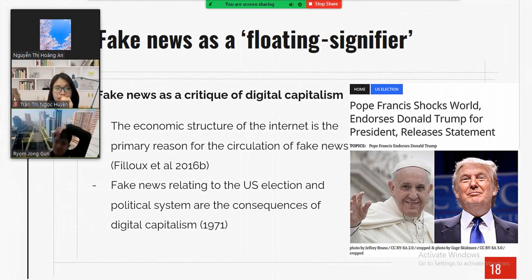Fake news, firstly, as a critique of digital capitalism. Misinformation in digital media is certainly not a new phenomenon. The economic structure of the internet is the primary reason for the circulation of fake news. If a website can attract a lot of visitors, the owner can potentially make money on advertisements, and this is the key reason for the proliferation of fake news.